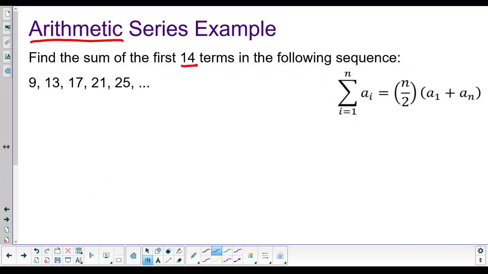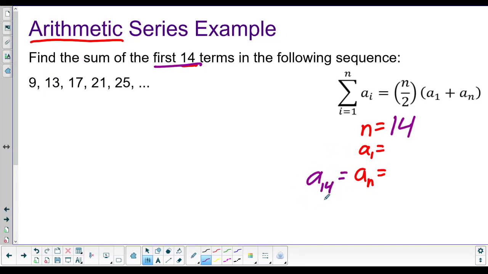All right, here is our series formula. So let's figure out what we need to know. We need to know n. We need to know a1, which is the first number in the sequence. And then we need to know an, which is the last number in the sequence. So n is how many terms are we adding up? Well, it says right here, the first 14. So this is 14. That means we want a14. What is the value of the 14th number in that list?